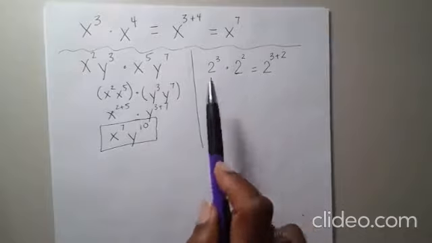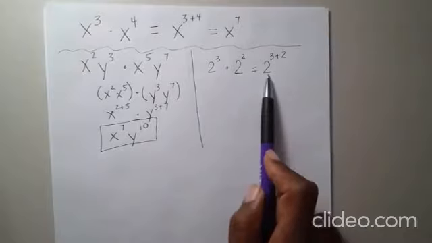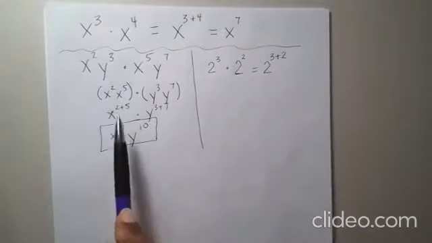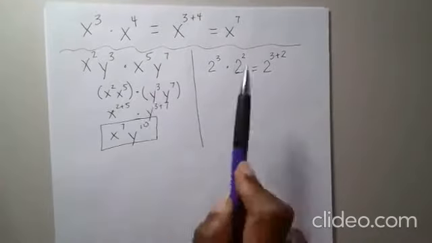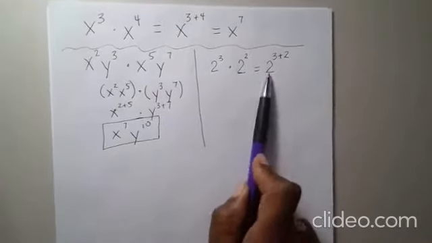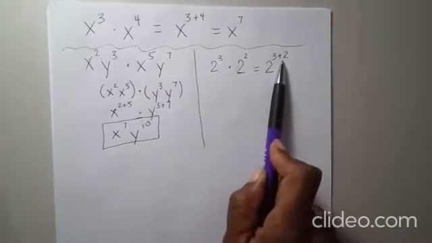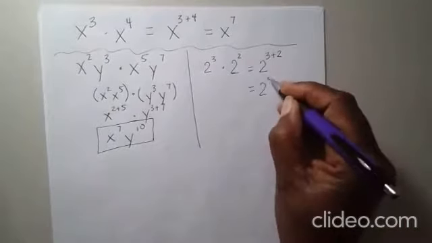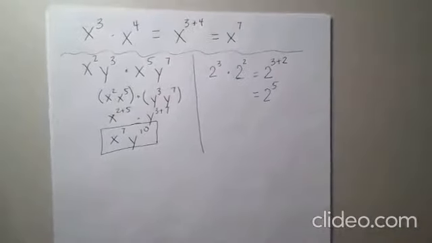But the 2 is the base. It remains the same. Just like over here, the x remained the same. And then you added the exponents. The same thing happens with the number. The base remains the same and you add the exponents. It's not a mistake we want to make. So we have 2 to the 5th power.